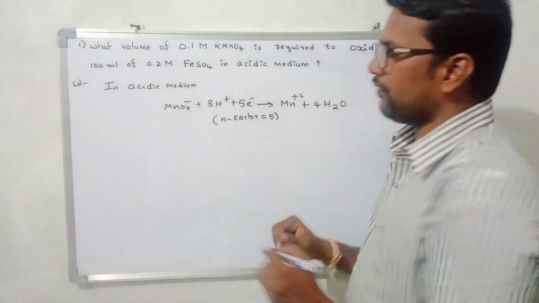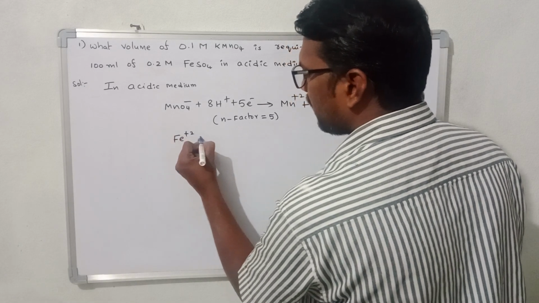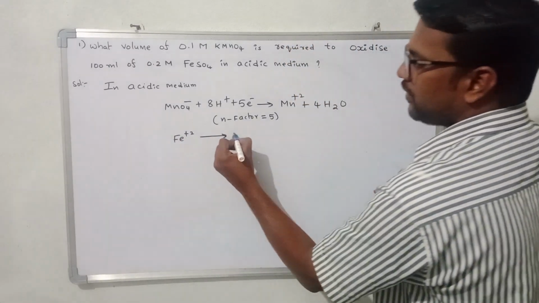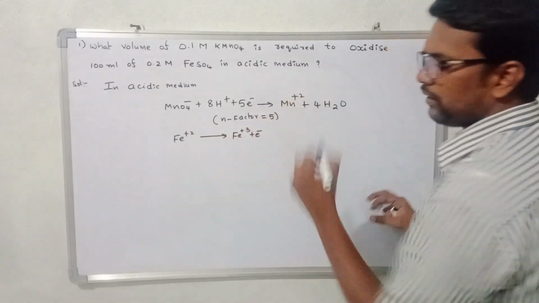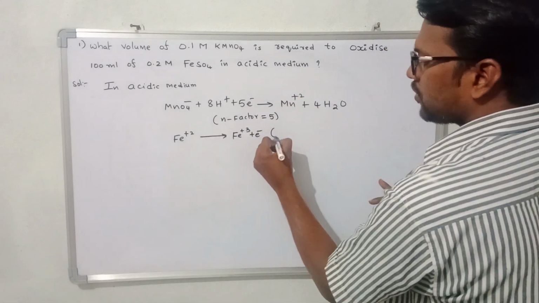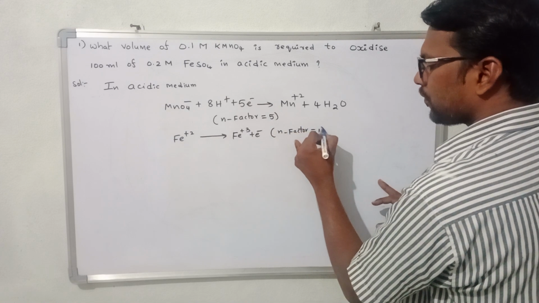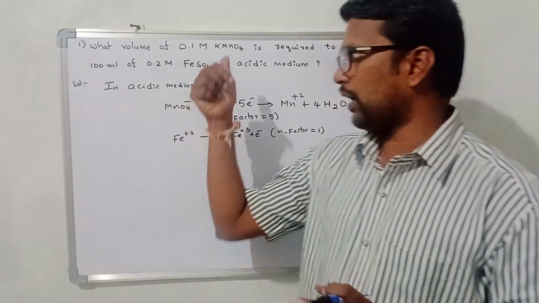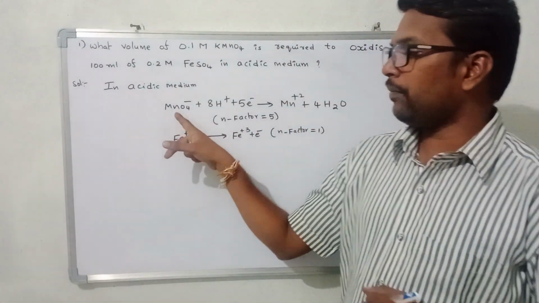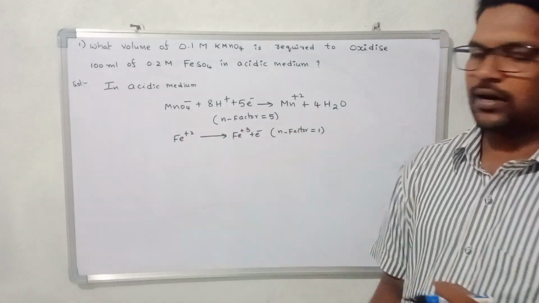Next one, FeSO4, that is ferrous sulfate. Ferrous sulfate is present as the Fe plus 2 form. In acidic medium, this Fe plus 2 changes to Fe plus 3, so the number of electrons transferred is 1 electron. That's why the N factor we take is 1. So in acidic medium, for the reaction between KMnO4 and FeSO4, the N factor for potassium permanganate is 5, and the N factor for ferrous sulfate is 1.